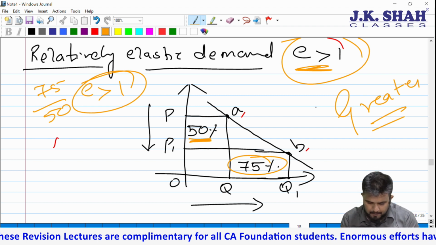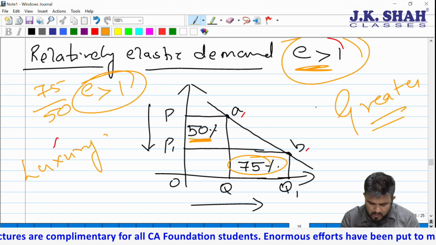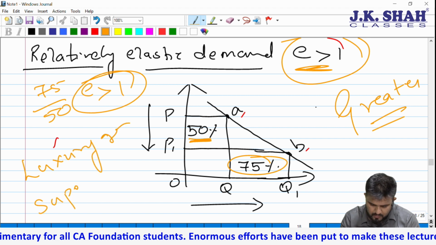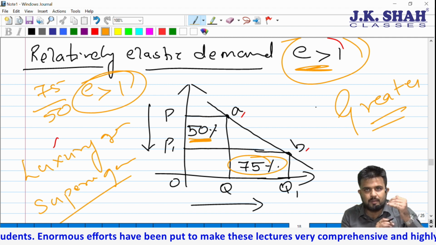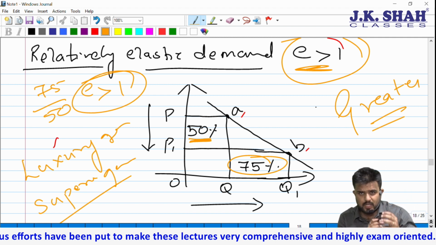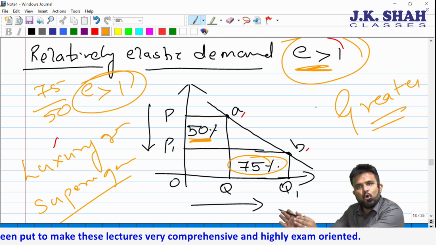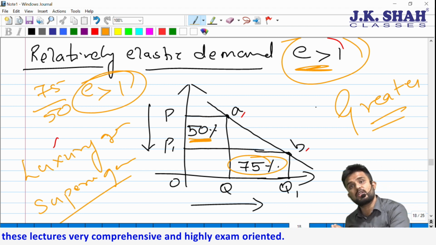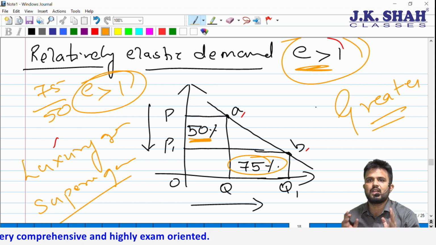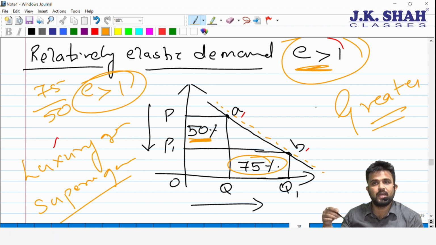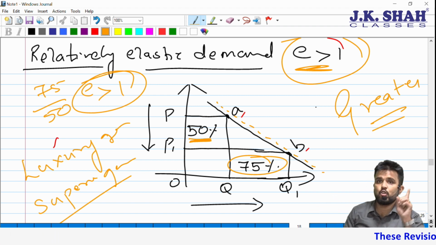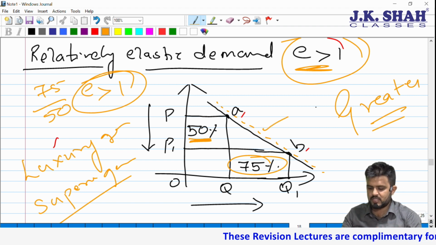Now, applicable to luxury goods, superior goods. So normally when the price of luxury items, branded articles falls, people tend to buy more. There will be a greater change. E will be greater than 1. So you get a downward sloping flatter curve. You get what? Downward sloping flatter curve. And unitary elastic, name of the curve is rectangular hyperbola. Name of this curve is flatter.